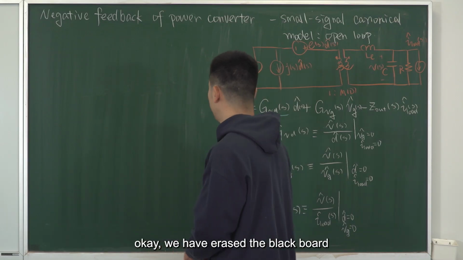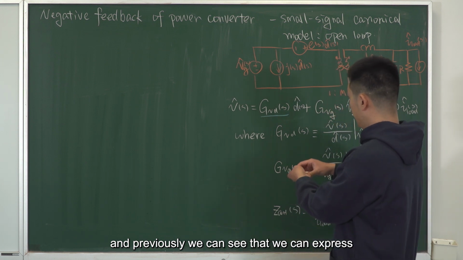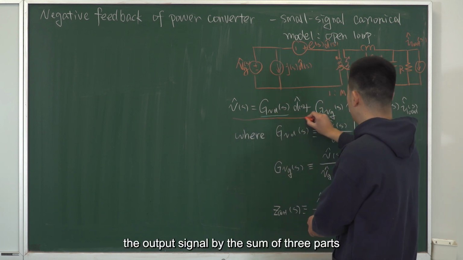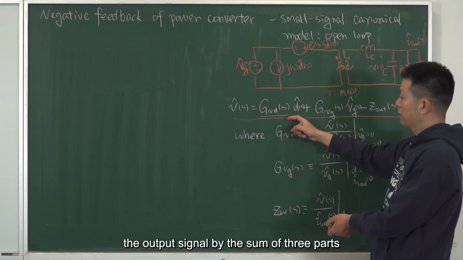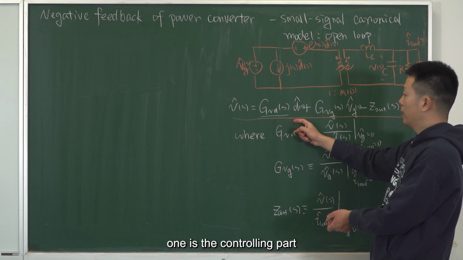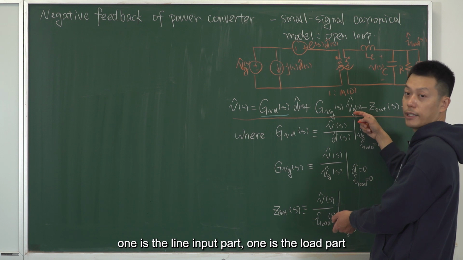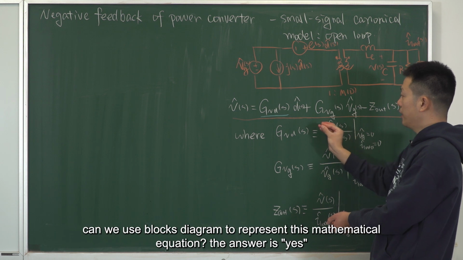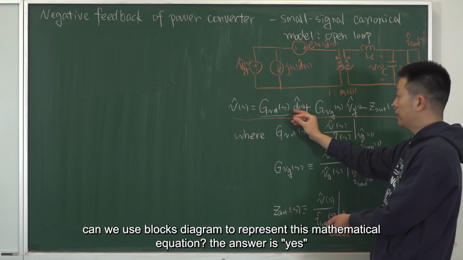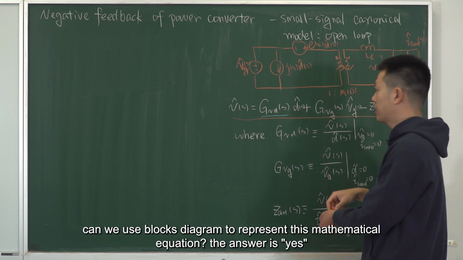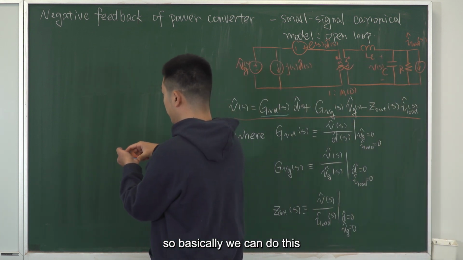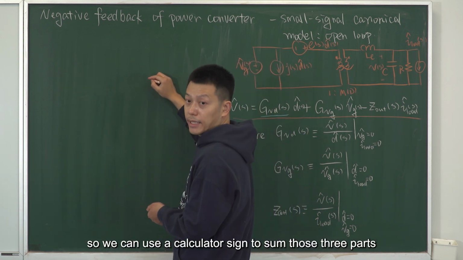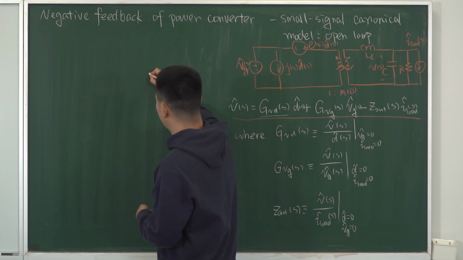We have erased the blackboard, and previously we saw that we can express the output signal as the sum of three parts: one is the controlling part, one is the line input part, and one is the load part. So our idea is, can we use a block diagram to represent this mathematical equation? The answer is yes. We can use a summation sign to sum those three parts.